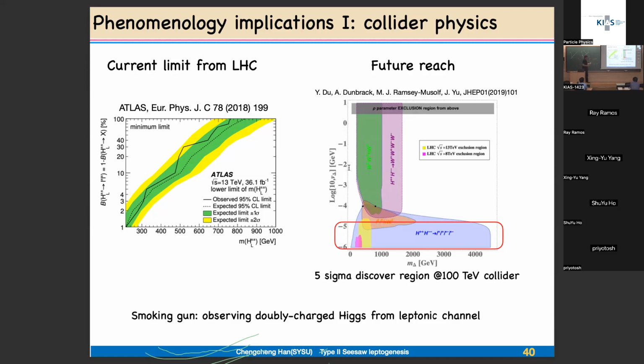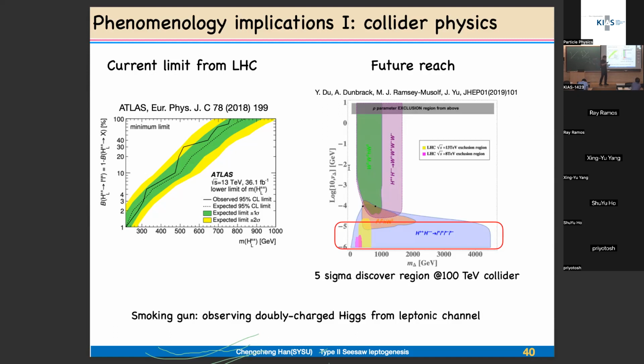I think in the current search they have not fully explored the sensitivity. They just have a rough search. If we develop some method, then they can do better. Some people have studied a 100 TeV collider, which can reach around 4 TeV at 5 sigma. The smoking gun is if we observe this doubly charged Higgs from the lepton decay channel.